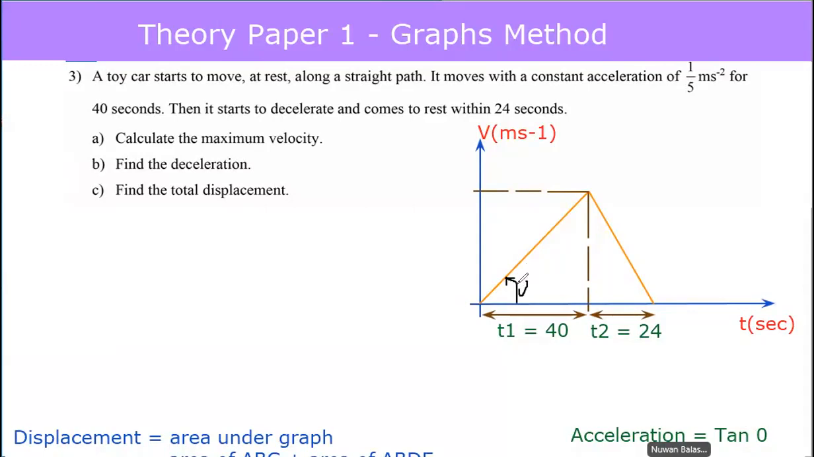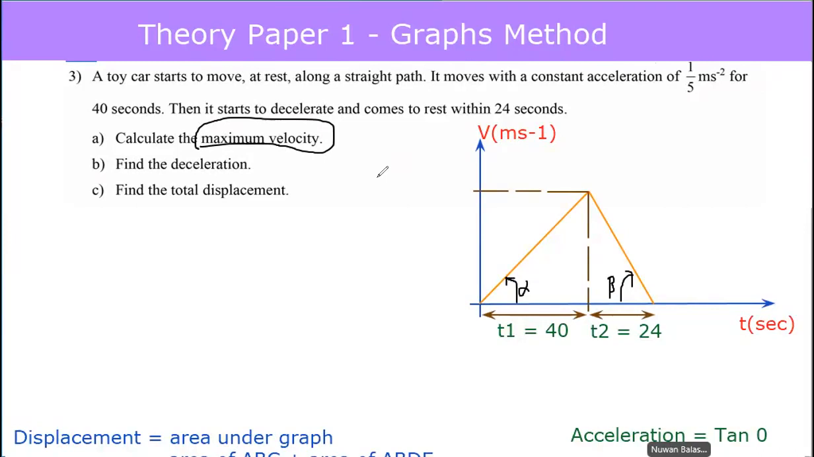Mark this angle as alpha and mark this angle as beta. Right. So a toy car starts to move at rest along a straight line path. It moves with a constant acceleration. So they have given all the details, but they have not given the maximum velocity. They ask us to find the maximum velocity.